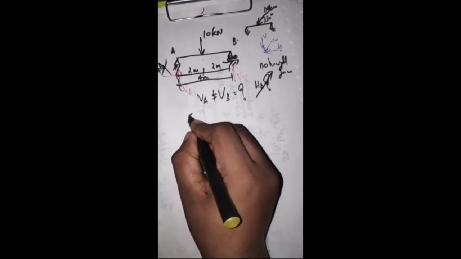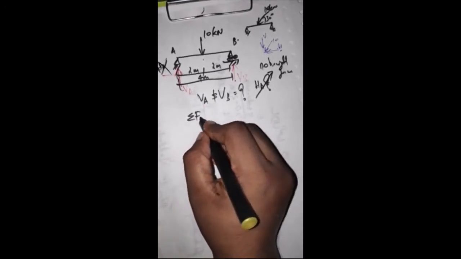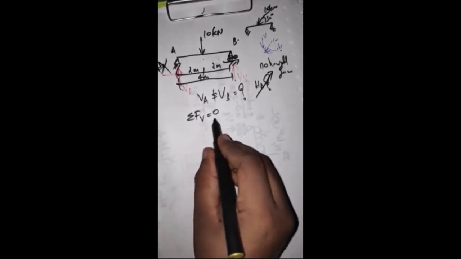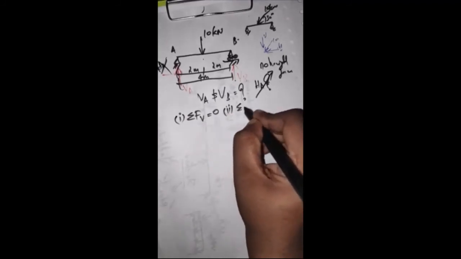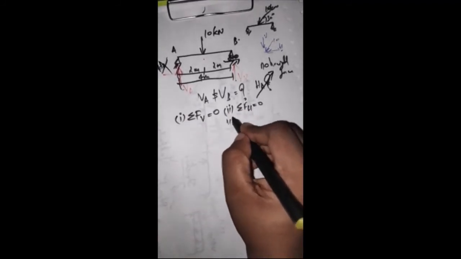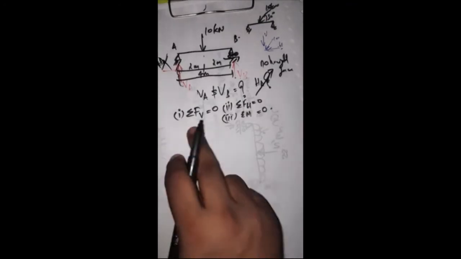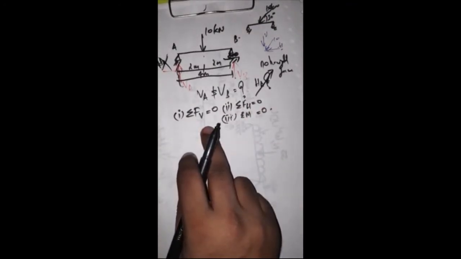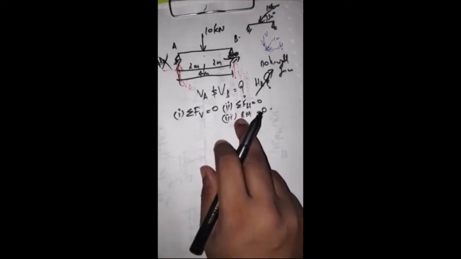That is sigma of all the vertical forces should be 0. This is one equilibrium condition. Second equilibrium condition is sigma of all the horizontal forces is 0. And third one, moment should be 0. So these are the equilibrium conditions. So we are having three equilibrium equations and two unknowns.